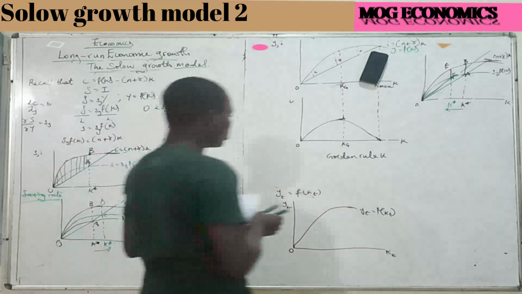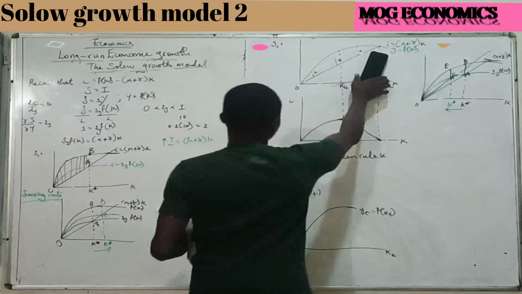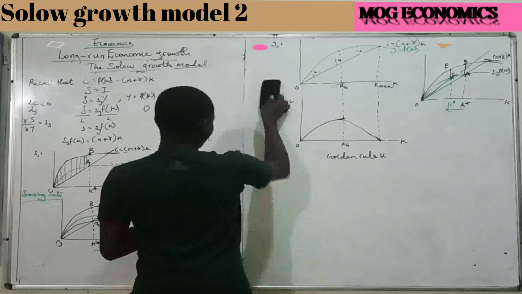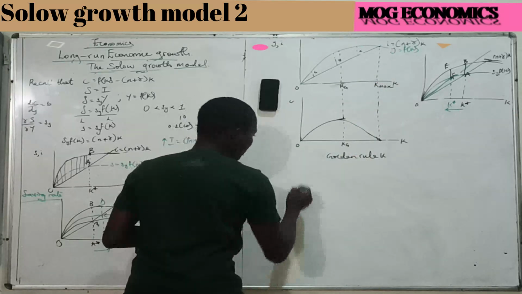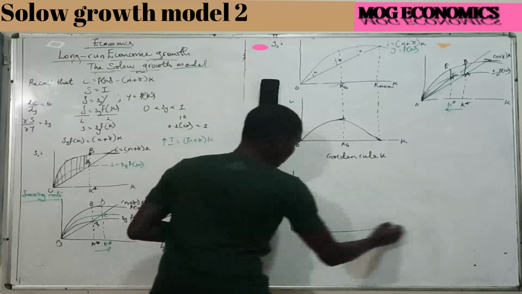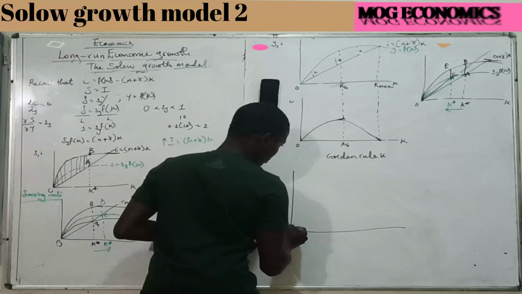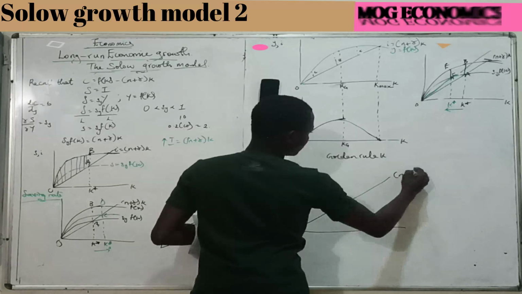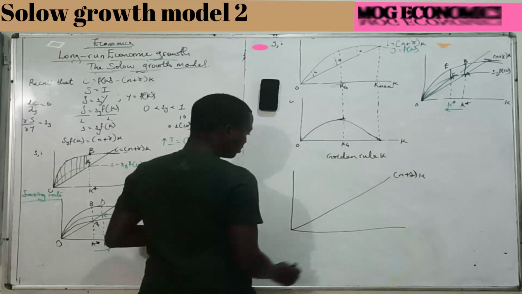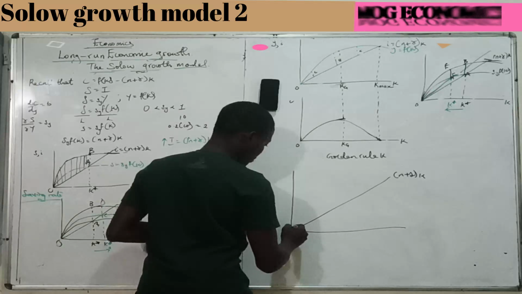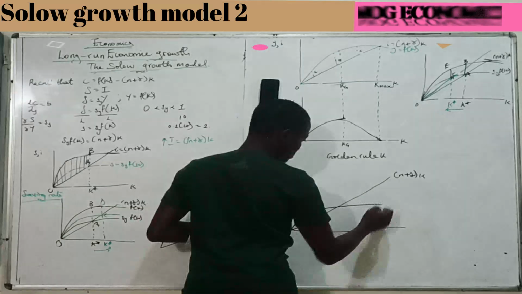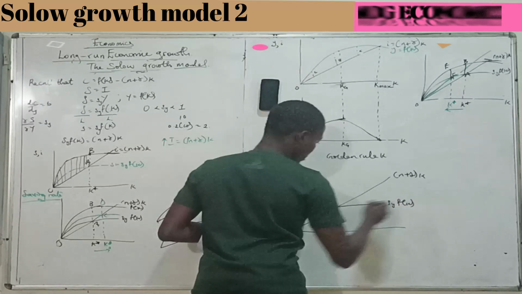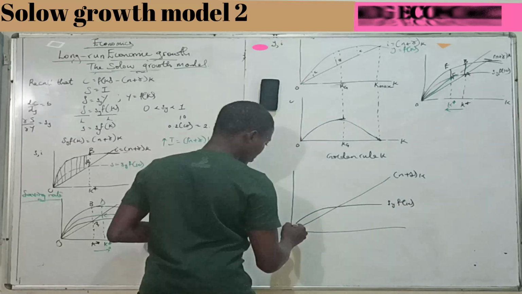Okay, so if we try to analyze that, we have this. This is (n plus g)k. So this is saving, sf(k), and then this is output.